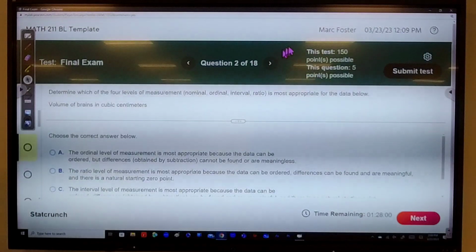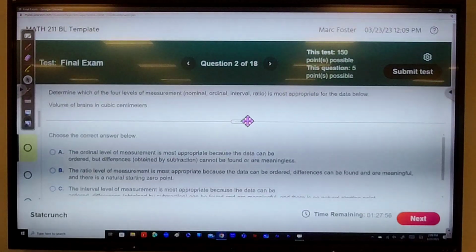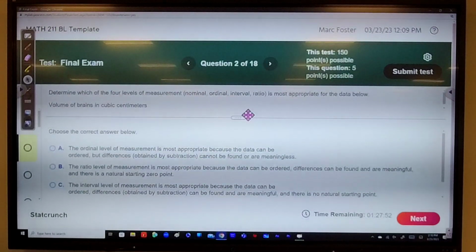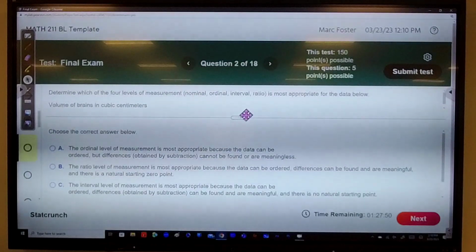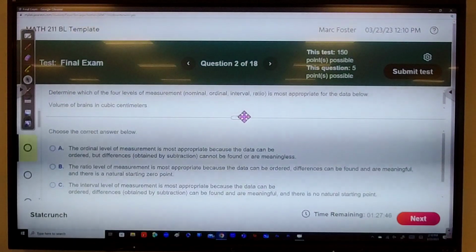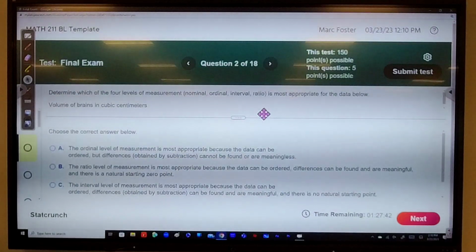Determine which of the 4 levels of measurement is most appropriate. Volume of brains in cubic centimeters. If I could rewrite that question, it would say possible brain volumes.